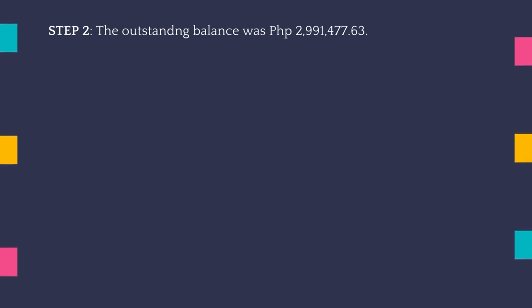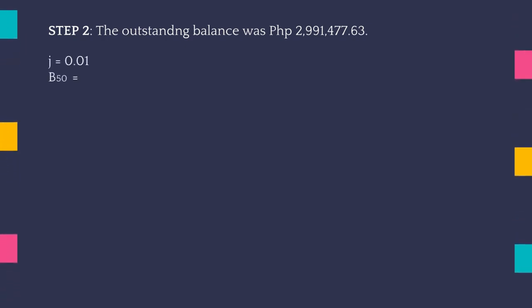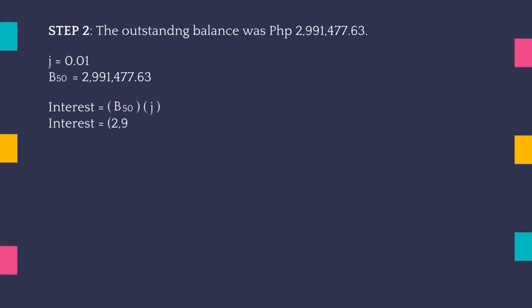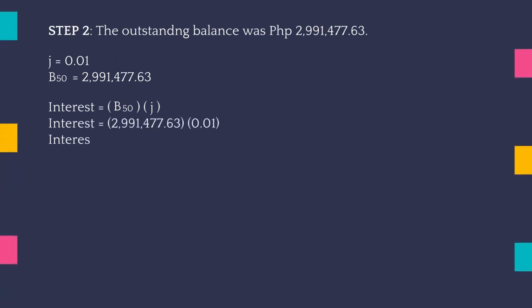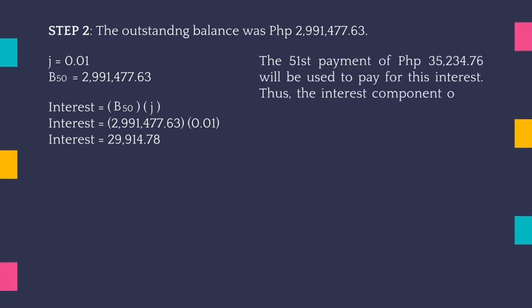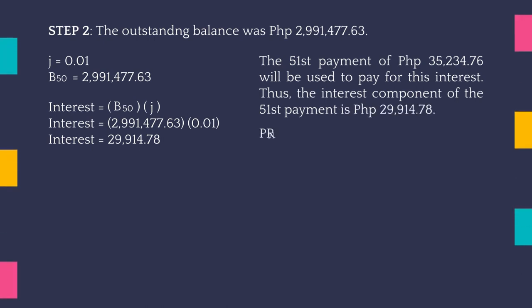After calculating the outstanding balance after the 50th payment, we will now calculate the interest component by multiplying the outstanding balance after the 50th payment and the nominal rate. So interest is equal to B sub 50, which is 2,991,477.63, times the nominal rate, which is 0.01. So that is 29,914.78. So our interest is equal to 29,914.78.